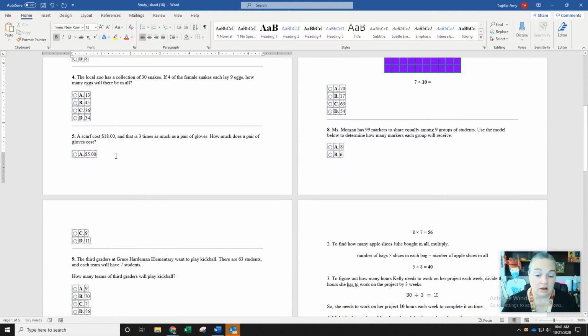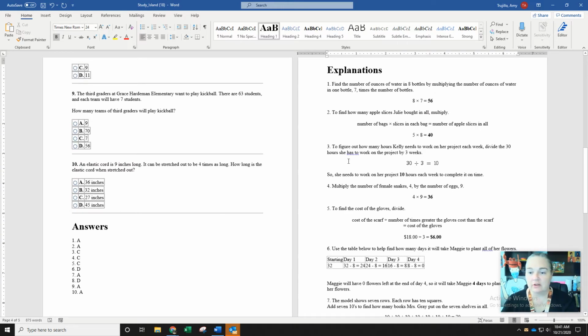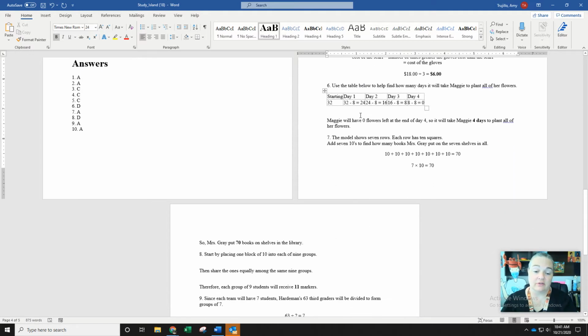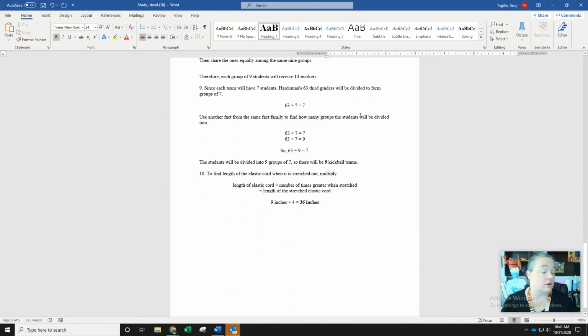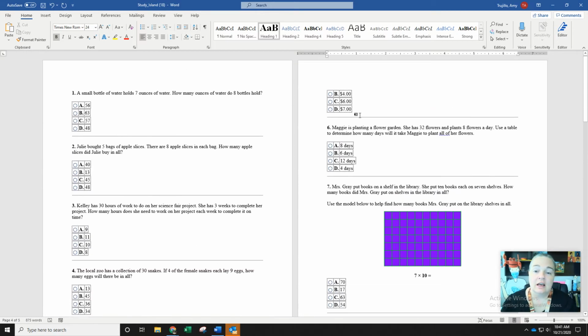But if you do not know, on Study Island, it will give you the answers and it will explain why. Because not all of us grew up being math people. It says, this is why this is. If you have a number of ounces in the bottle and 8 bottles, so it's 8 times 7, and it goes through how to solve the problem. So if you're not so strong in math, you can look at the explanations and see that.